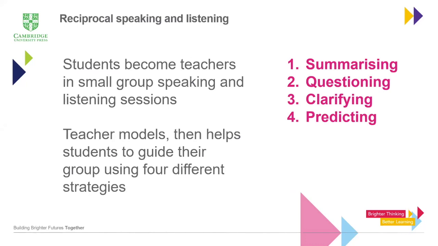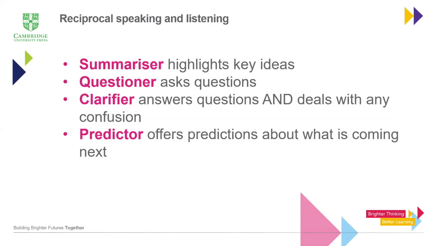So before we do the activity, let's just check we understand what those 4 strategies are. The summarizer in the group, their role is to highlight key ideas from what they've listened to. The role of the questioner is to ask a question based on what they've listened to. The clarifier needs to answer the questioner's questions and clear up any confusion, deal with any problems that may have arisen. And the predictor needs to predict what they think they're going to listen to next. Now, you can also use this as a reciprocal reading and listening activity. It would work in exactly the same way, but for the purposes of today, we're going to do it as a speaking and a listening activity.